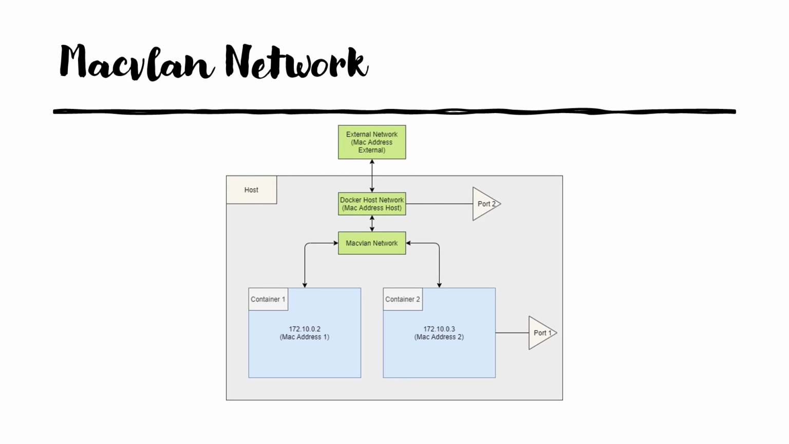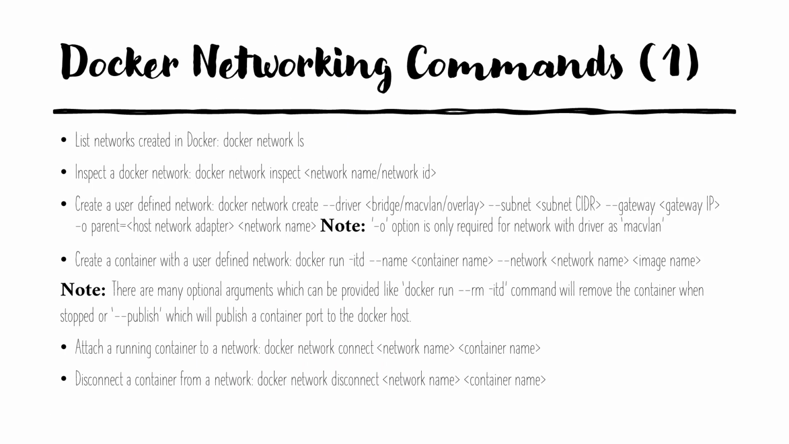The Macvlan network assigns a MAC address to each container. This allows the container to appear as a physical device on the network. This is useful in certain legacy applications where the application needs to connect to the physical network directly, or in cases where the container needs to appear as a physical device on the network.